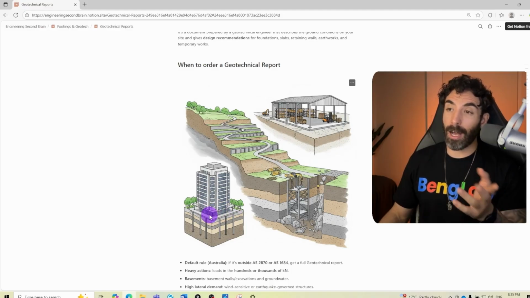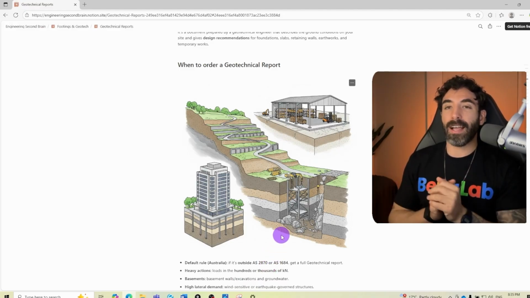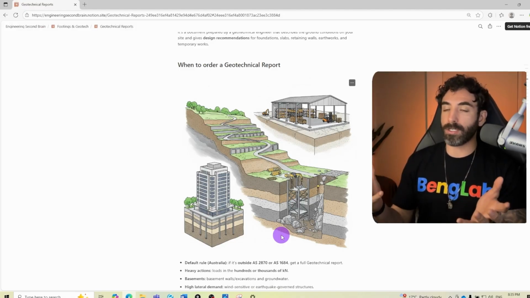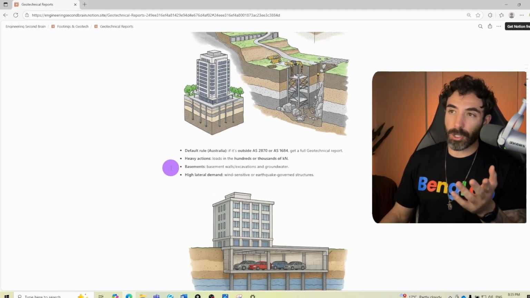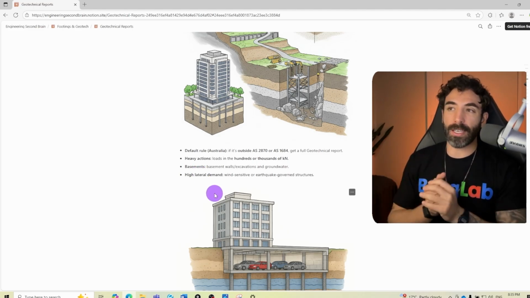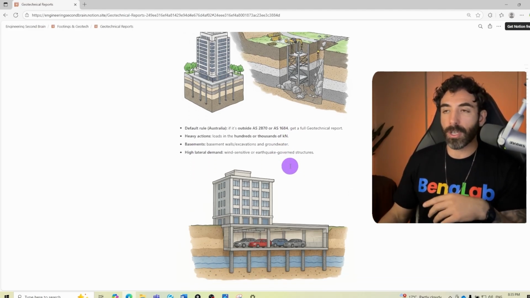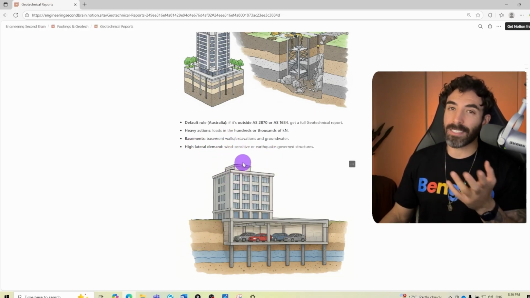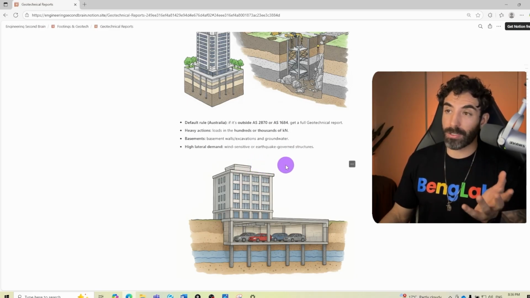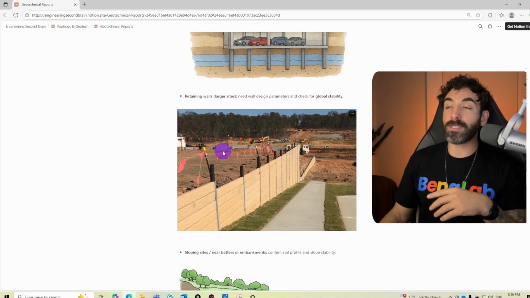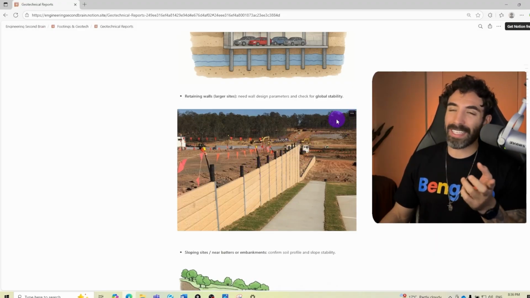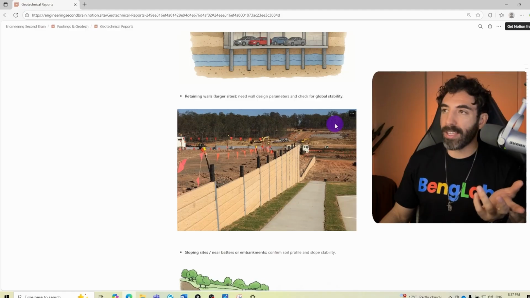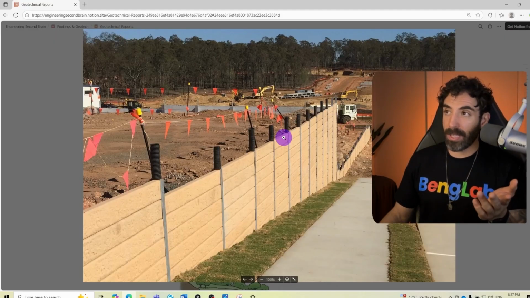For my mates in Australia, I would say really any time that a structure is not defined by AS 2870 and AS 1684, then I would order a full geotechnical report. But generally, if you are designing structures with heavy loads in the hundreds or thousands of kilonewtons, buildings with basement walls, structures with high lateral loads, wind-sensitive structures, or earth-governed structures, retaining walls for large developments, you should order a full geotechnical report with all the K values, the angle of friction, and unit weight of the soil.